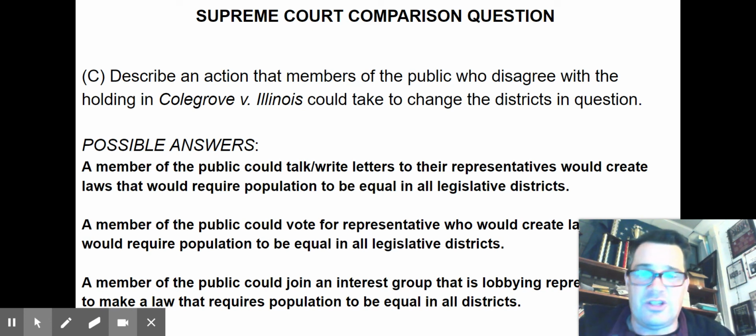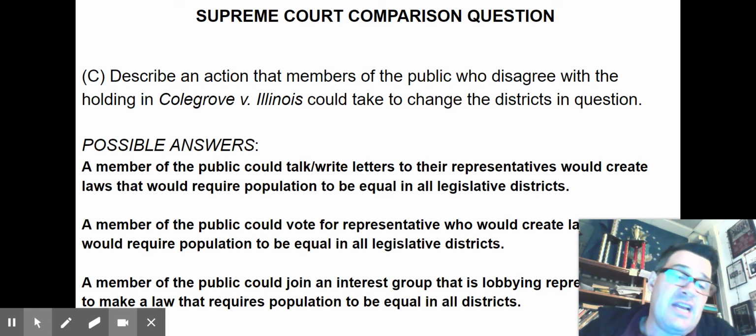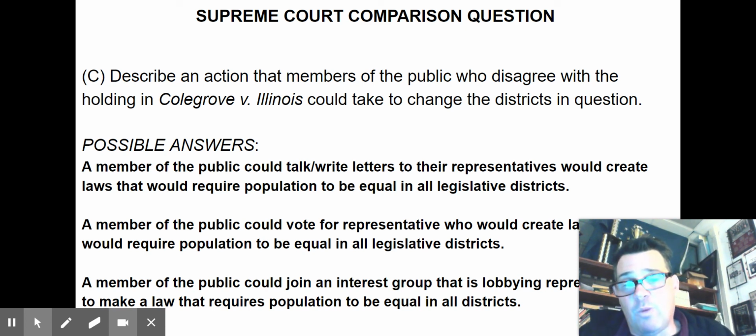A second answer that's very similar, a member could vote for representatives who would create a law that would require population to be equal in all legislative districts. So maybe your representative doesn't agree with this, but you vote for one that does. So you could always vote for someone who wants to change this. And then lastly, again, very similar, a member of the public could join an interest group that's lobbying representatives who would make a law that requires population to be equal in districts.